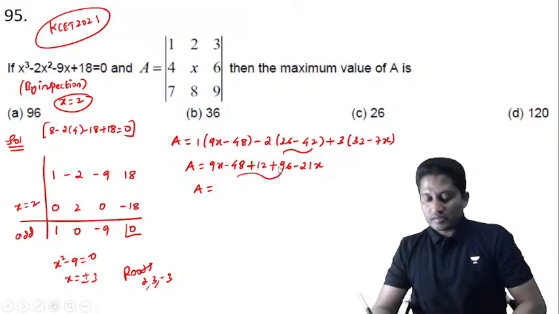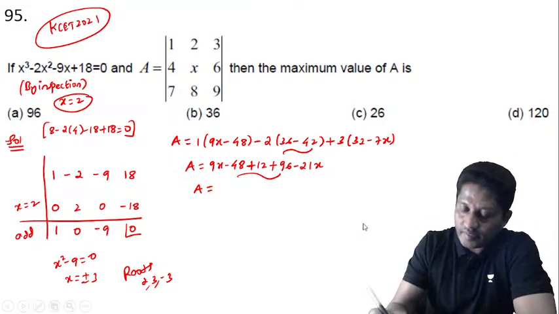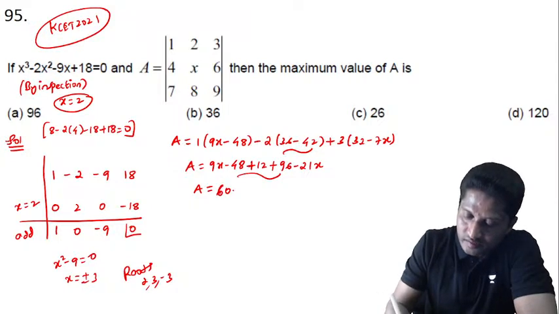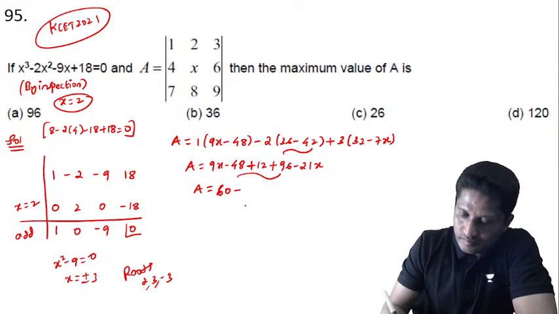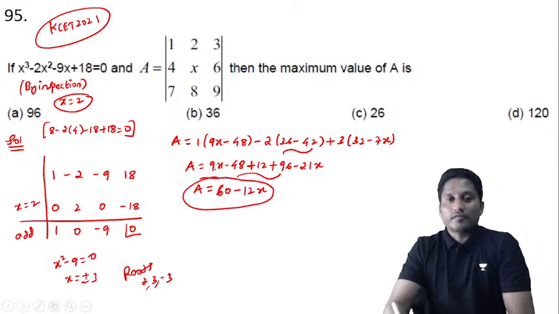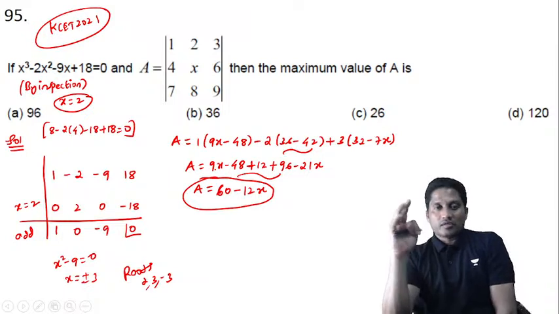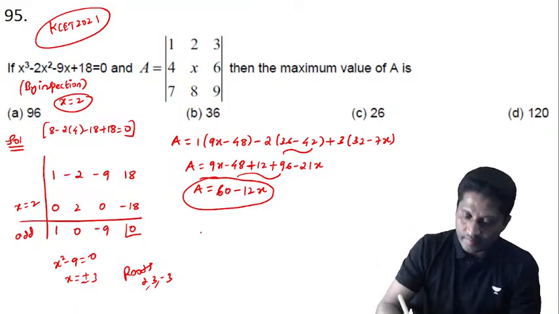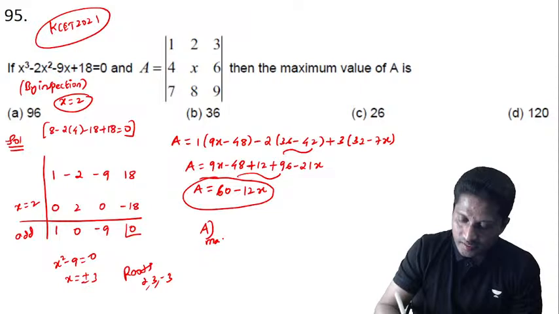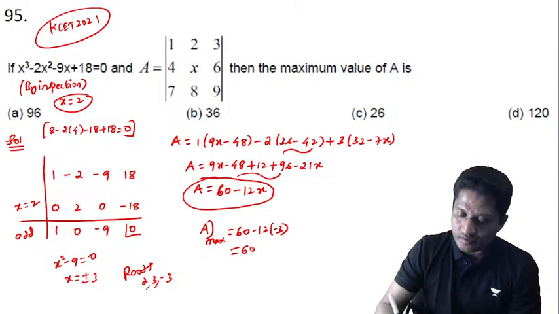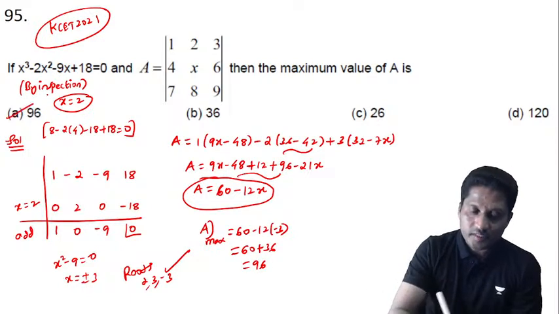Okay, this will be equal to minus 36, right? Minus 36 means 60 minus 12x. This is A. This fellow will be maximum. I'm getting 3 roots, 2, 3 and minus 3, right? So this will be maximum at minus 3 only. A maximum is equal to 96 at x is equal to minus 3. At minus 3 only you get maximum value. Answer is option A.